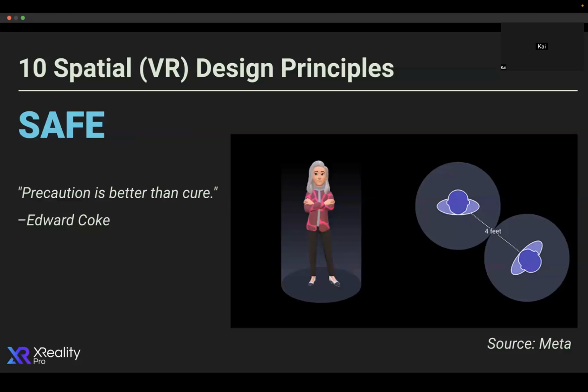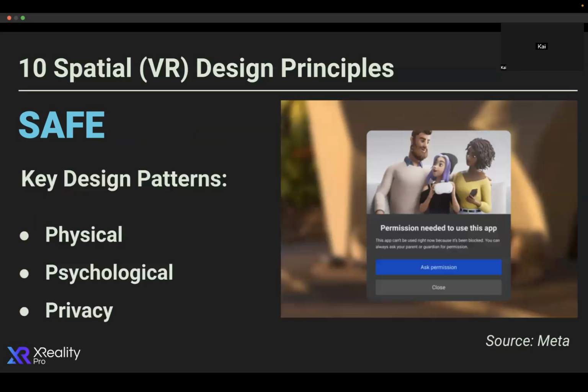Last but not least, it's called SAFE. Precaution is better than cure. So for safety, we want to keep all our users safe in the virtual world. For example, at Meta, inside Horizon Worlds, there is a 4 feet boundary for each person so others don't cross your personal boundary if you enable your personal space.